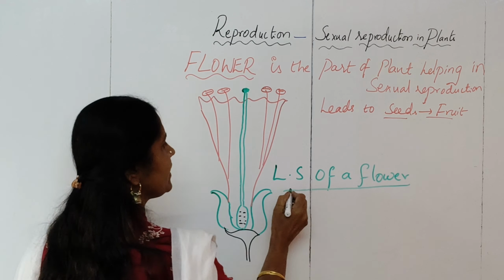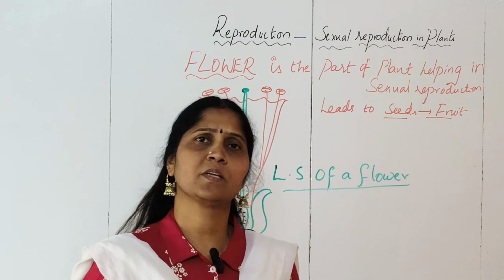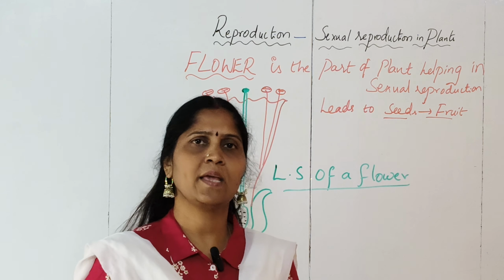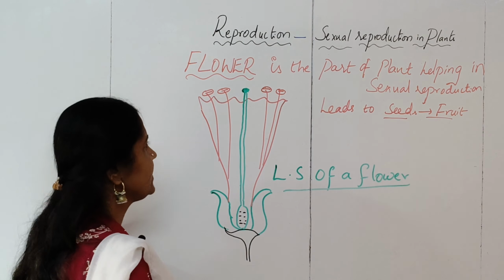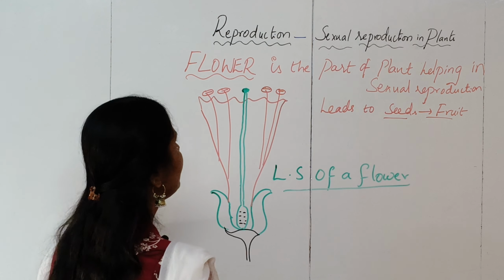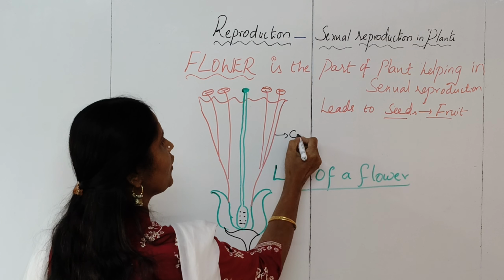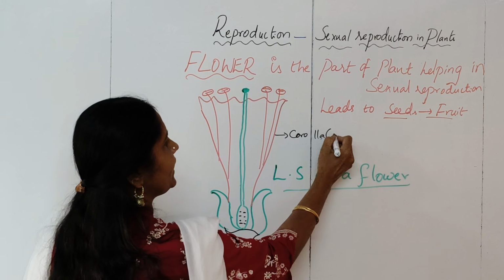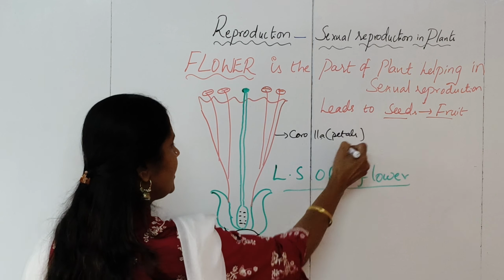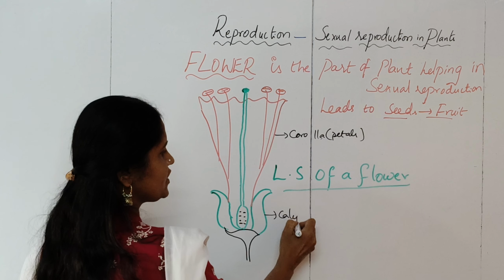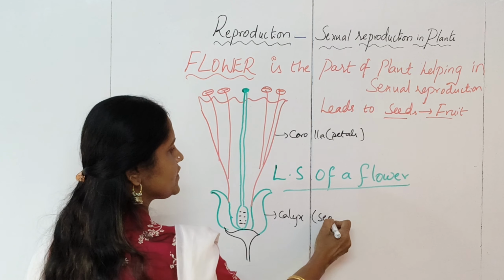If you understand the parts of the flower, then you can write about sexual reproduction very easily. So let us once again see what all the parts are. This region is the corolla. Corolla is made up of petals. A group of petals will make up the corolla. This is the calyx portion, which is green in color and made up of sepals.